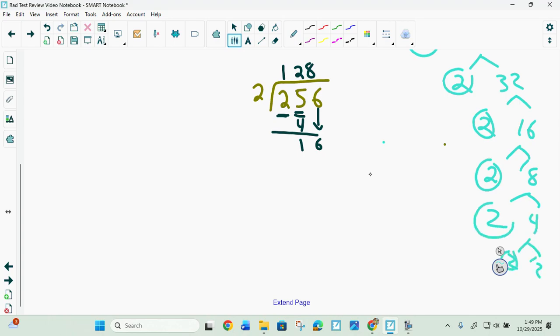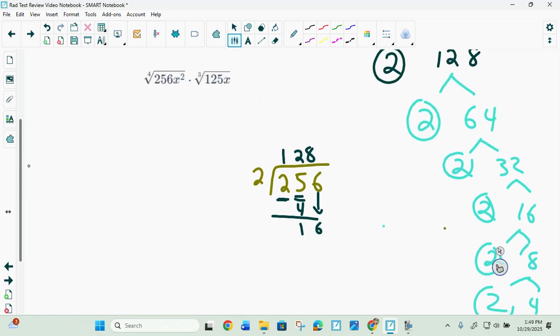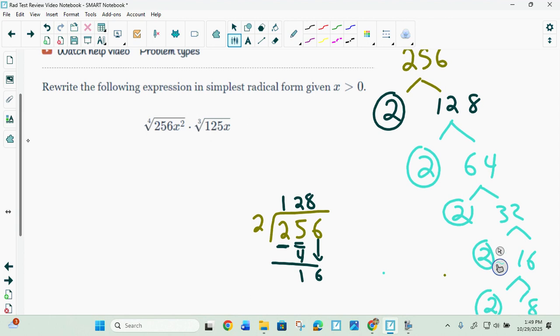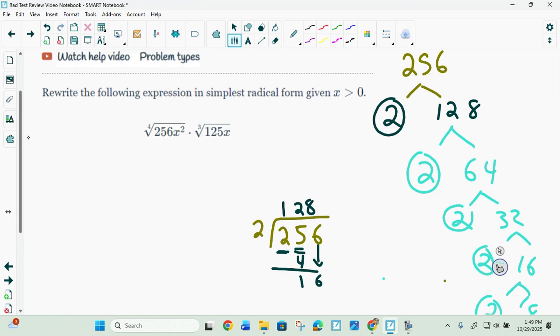How many 2s do we have? 1, 2, 3, 4, 5, 6, 7, 8. 8 2s. Holy cow, there are 8 2s. All right. So we're going to rewrite this. There are 8 2s, and we've got the x squared. Let's just focus on this. How many groups of 4 do we have in 2? Because the rule is you can escape if there's 4 of you.